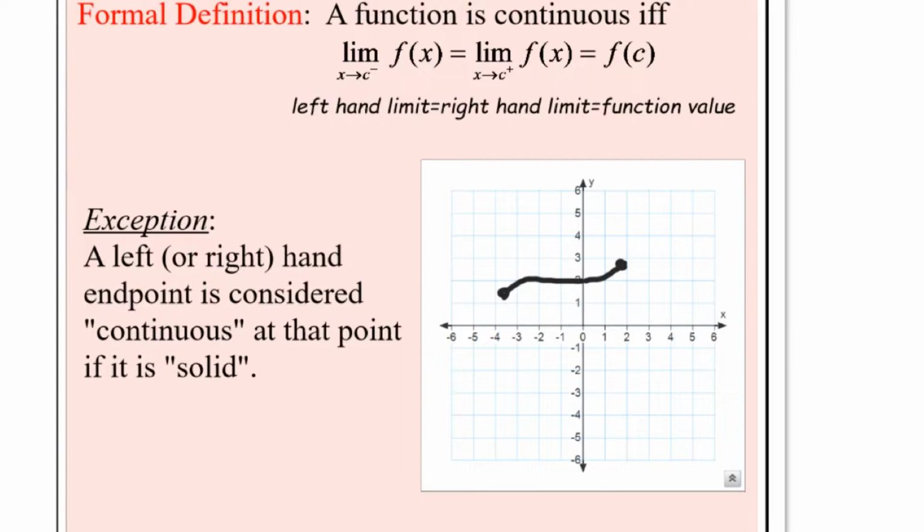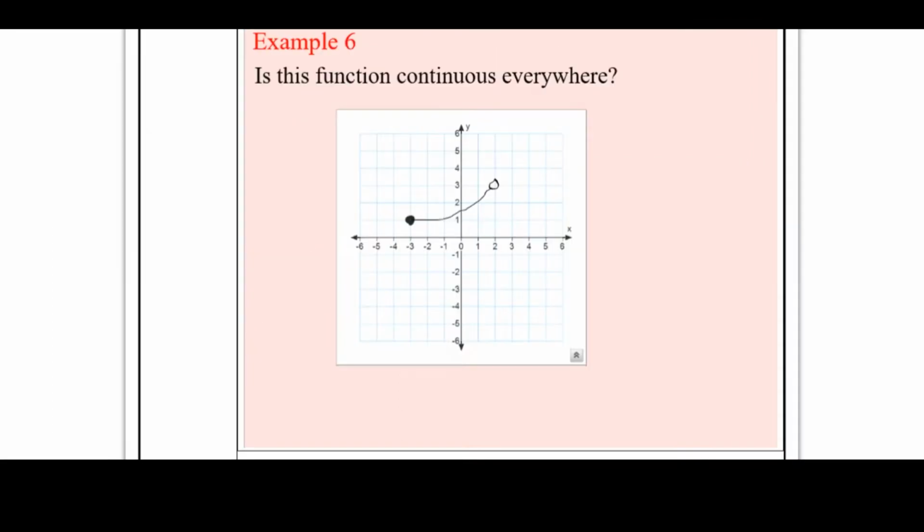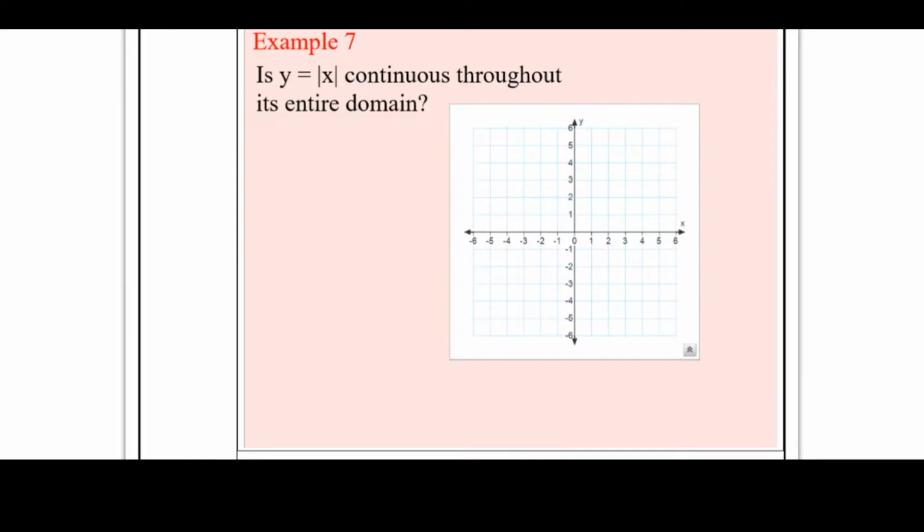That means it's continuous. Now, here's an exception right here. You can have a left or right-hand endpoint, and that is considered continuous at that point if it is solid. All right, so is this function continuous everywhere, yes or no? Well, we got an endpoint here, solid, beautiful, and it goes, and then we got a hole right there. So it's not really a true endpoint. So this is not continuous actually everywhere. You'd be like, nope, sorry, it's not continuous because of our situation with the open circle at the end. All right? Cool.